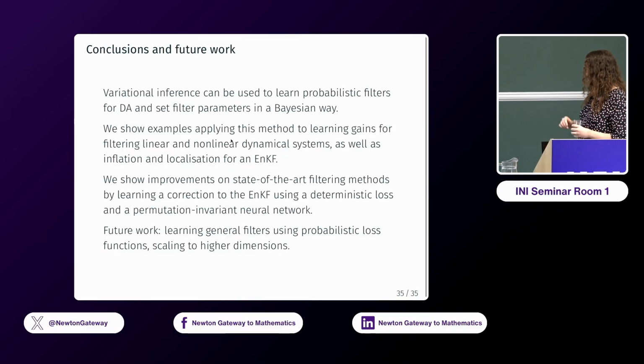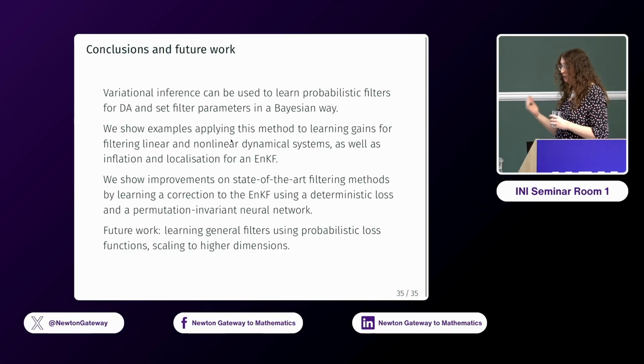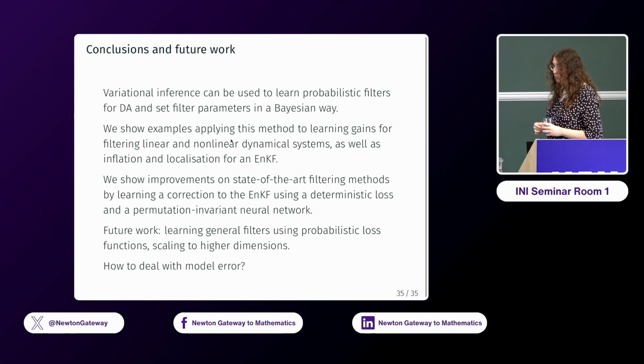Future work is we want to learn general filters that get as close as possible to the true Bayesian filter using these probabilistic loss functions that I discussed, using strictly proper scoring rules, and we're also looking at issues of scaling to very high-dimensional systems. Another question is, how do we deal with model error? This framework has assumed that we have access to the true model, or a good approximation of the true model. So that's another issue. Yeah, that's it.